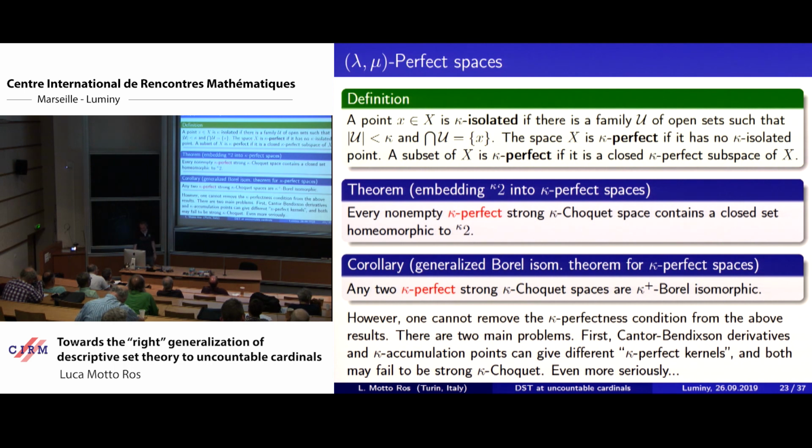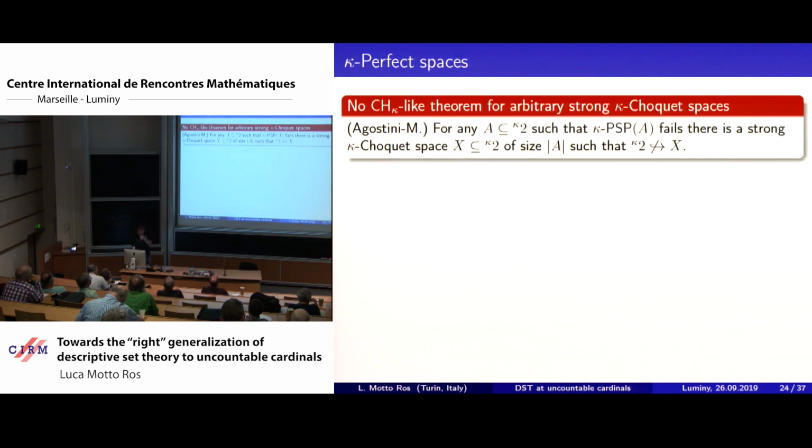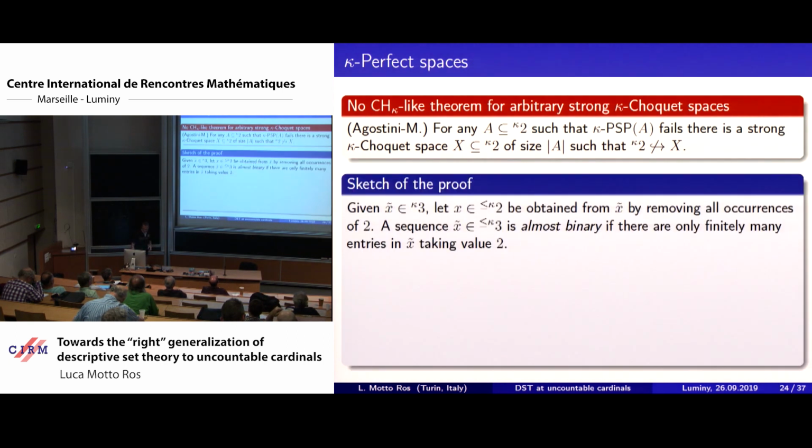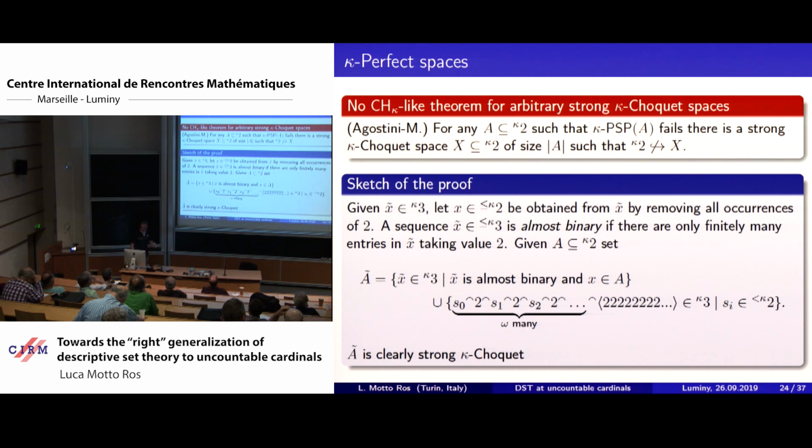And here the situation, you go to the perfect kernel, and this is no more, in some cases, strong kappa Choquet. And even more seriously, with my student Agostini, we found that anytime that you have any set which doesn't satisfy the perfect set property, you can just modify it a little bit and get some strong kappa Choquet space of the same size of A, which still doesn't embed the Cantor space inside. So anytime that you have a violation of the perfect set property, then you have a space which is a bit strange. I will not give the proof, I will just give the construction.